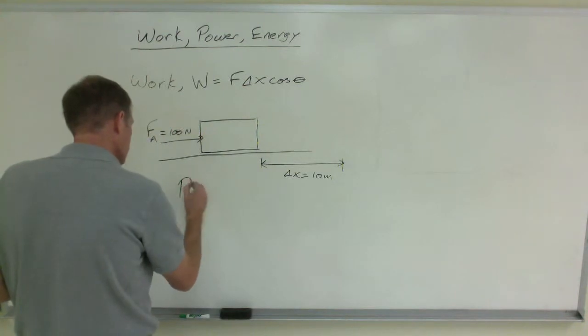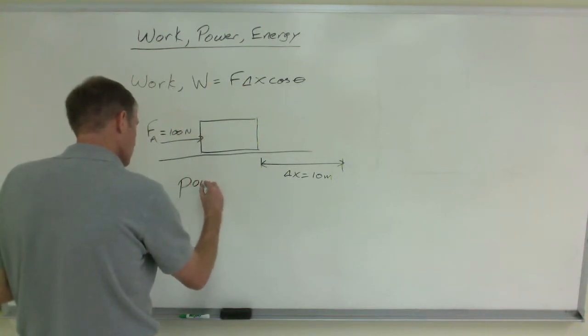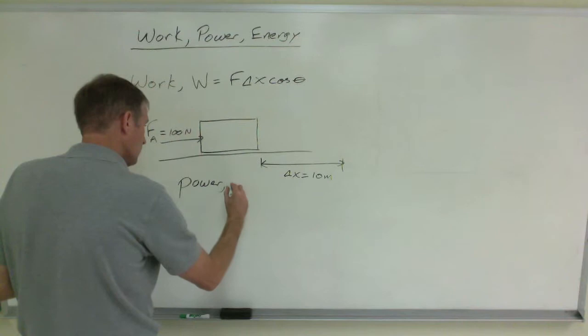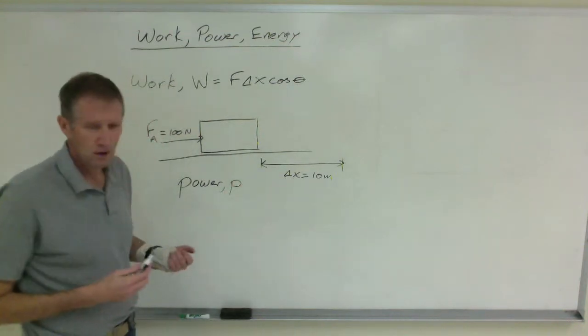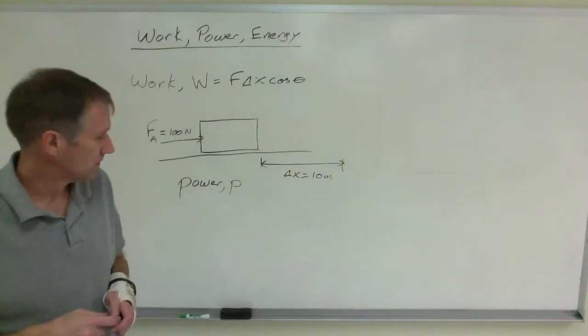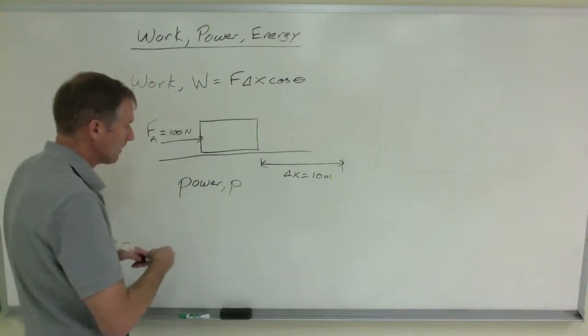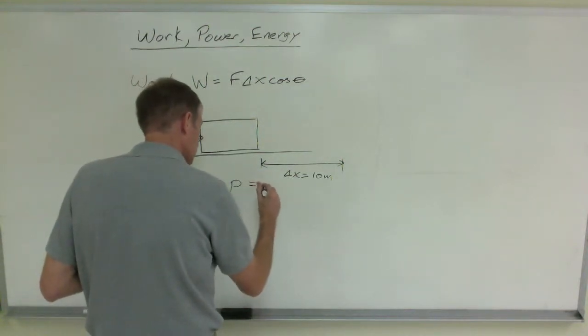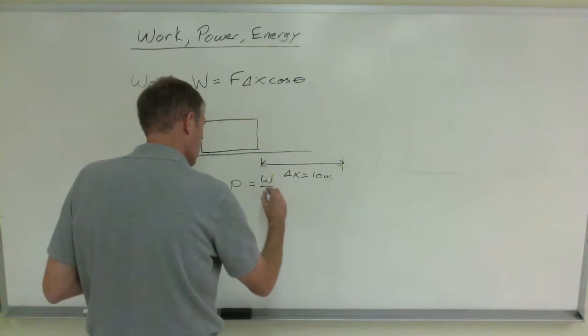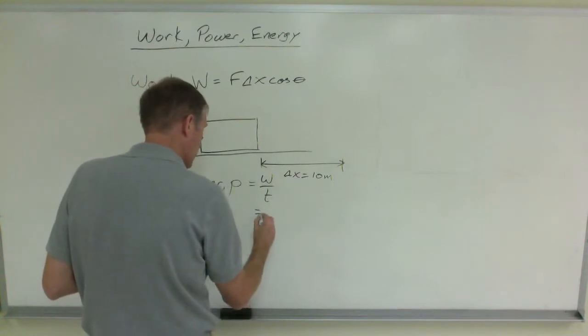Power uses a lowercase p, not that you can tell the difference the way I write it. Again, it's a rate, and so it's work all over time, the rate at which work is done.